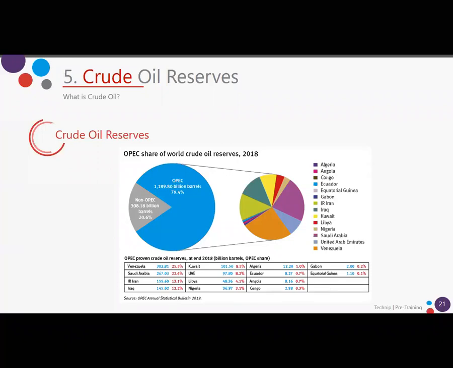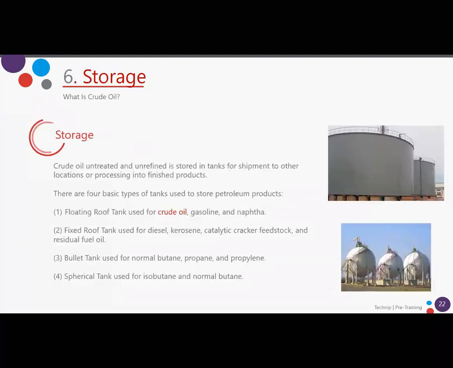Okay, so now we will see how we store the crude oil. The crude oil, untreated and unrefined, is stored in tanks for shipment to other locations for processing into finished products.